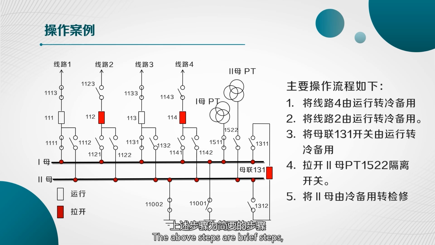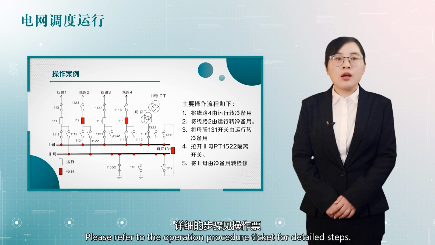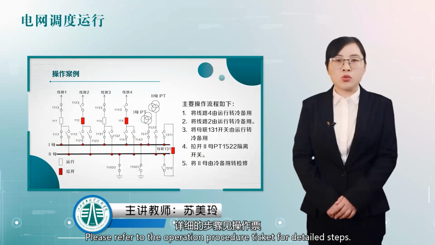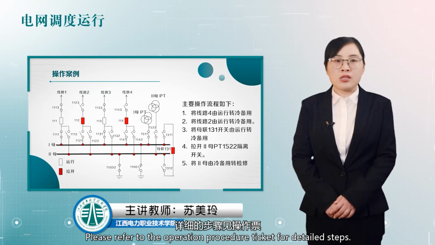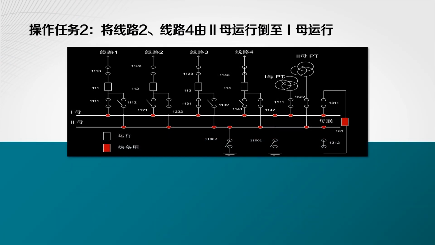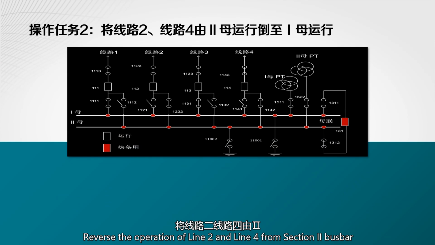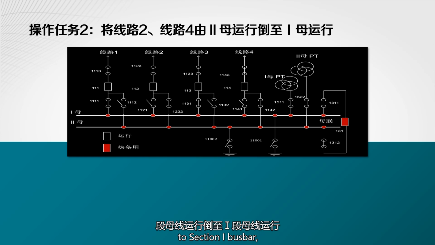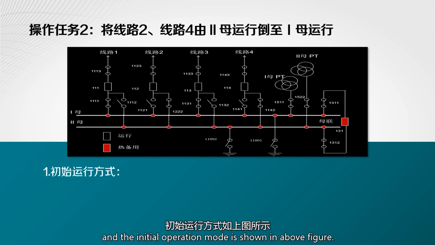The above steps are brief steps. Please refer to the operation procedure ticket for detailed steps. Operation Task 2. Reverse the operation of Line 2 and Line 4 from Section 2 busbar to Section 1 busbar, and the initial operation mode is shown in the above figure.